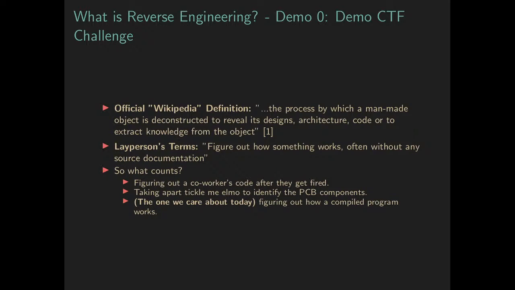So what types of reverse engineering are we talking about? There are 3 different types. Obviously there's the one where you're looking at other people's code, so you usually have source code here. There's also looking at PCB or hardware stuff, which is also reverse engineering. But the one we really are talking about is looking at how a compiled program works.